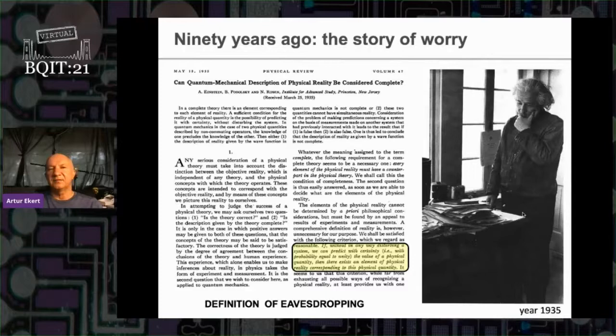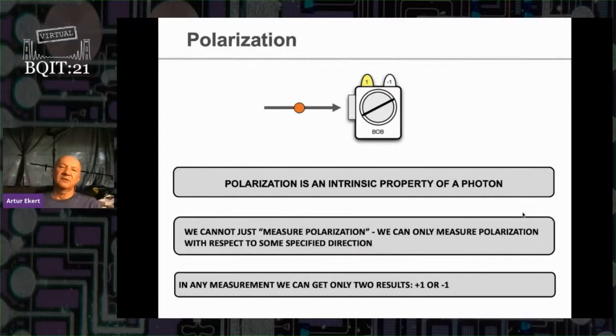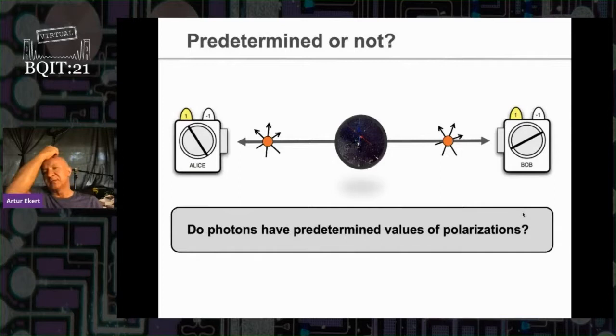Quite often when I give popular talks, I try to explain it by saying: take polarization, for example, an intrinsic property of a photon. You cannot just measure polarization per se, but you can measure polarization with respect to some specific direction. So you specify the type of the polarization, and you send a photon to a device. In this simplistic way, in any measurement we can get only two results for polarization, plus one or minus one in some units of h-bar. Now, the question, of course, is: do photons have predetermined values of any polarization whatsoever? Do they carry those values with them? That was essentially the question that Einstein was asking, not in this way, but that was the question.